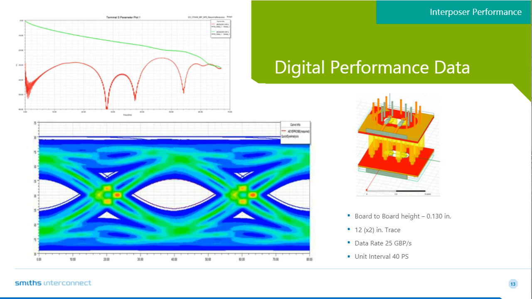So then we take that information and we plug it into a SPICE simulation to produce the eye diagram shown below. In this particular case, we simulated 25 gigabits per second. The rise time for this particular simulation was 10.25 picoseconds, and the unit interval was 40 picoseconds.